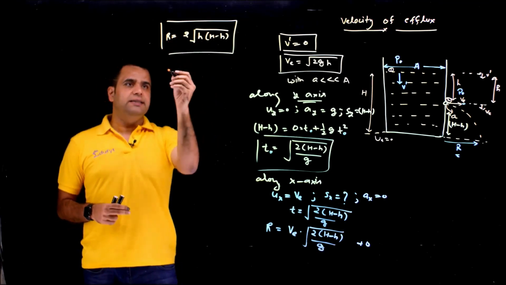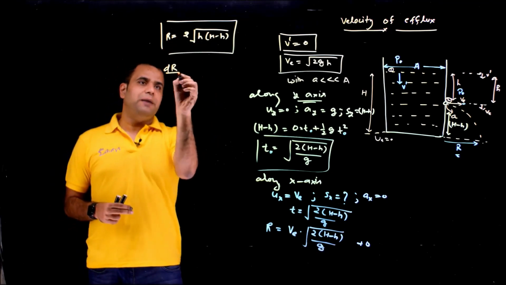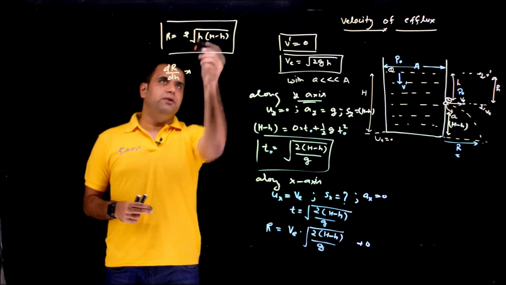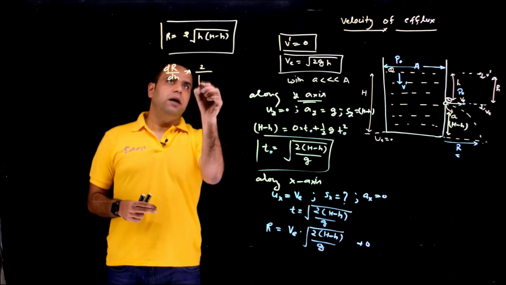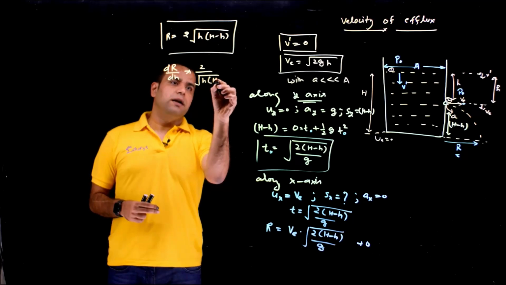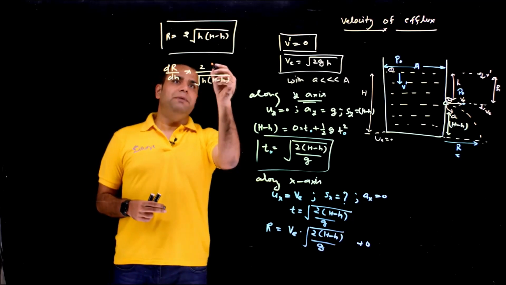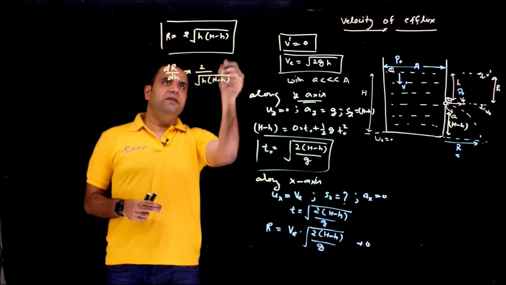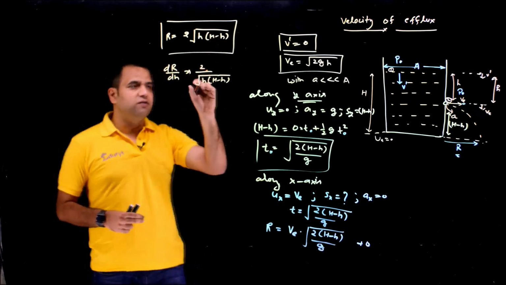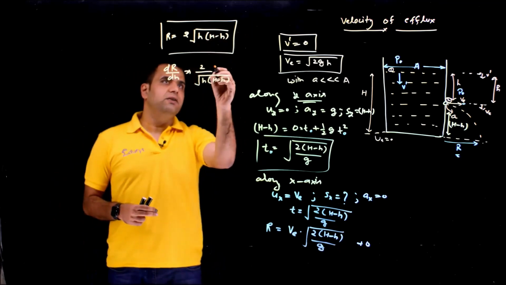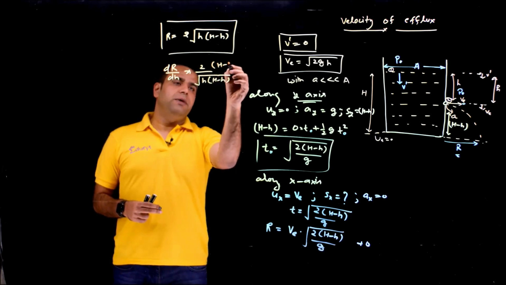So if I differentiate this R with respect to small h, I'll get the value 2 under root small h multiplied with, if we differentiate the inside, assuming under root x function, and if we differentiate the x now, it will give us capital H minus small h.